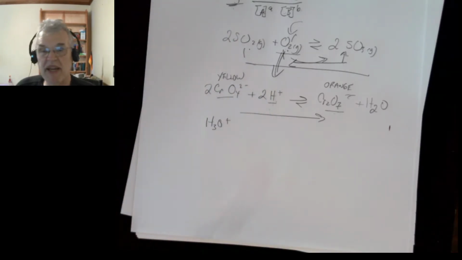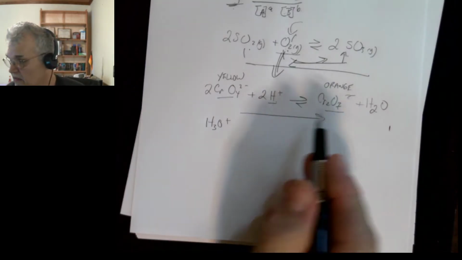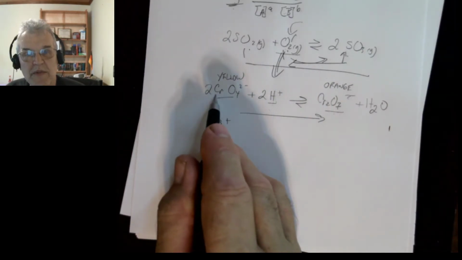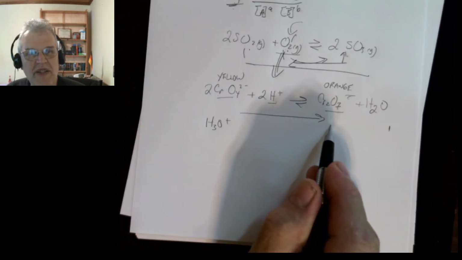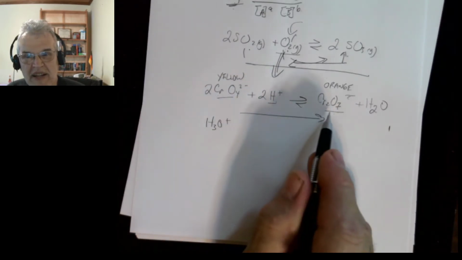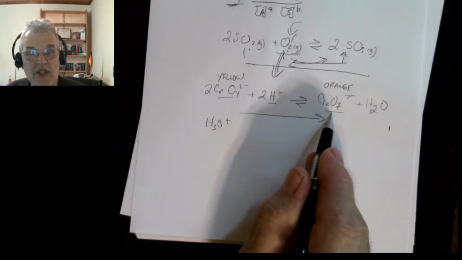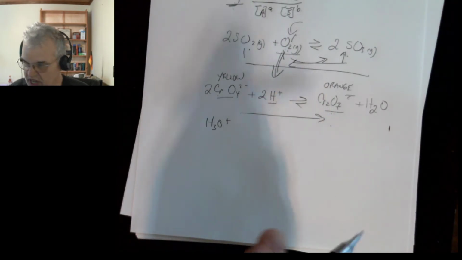What if I added chromate? Well, which one's the chromate? Do you remember? This one's the chromate. So if I added chromate, what would happen? It would shift towards the products to get rid of the chromate, and therefore, again, the solution would turn orange. It would become more orange.